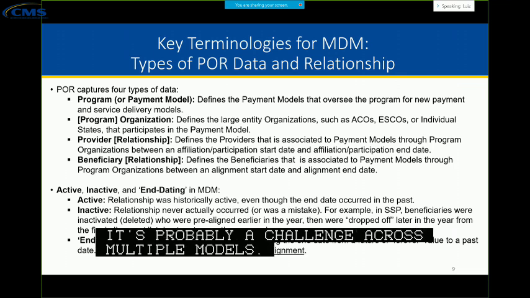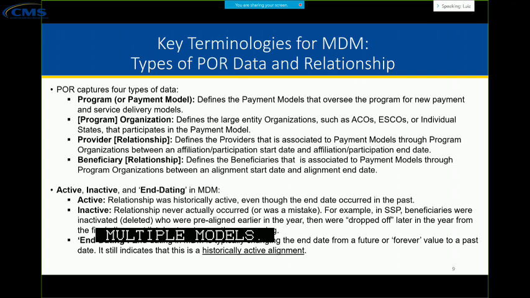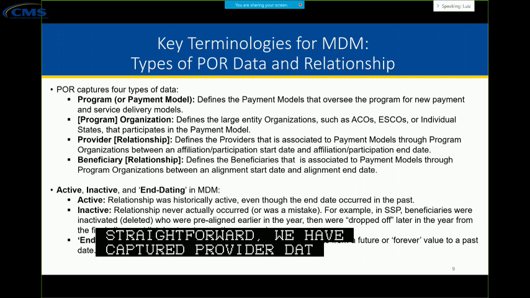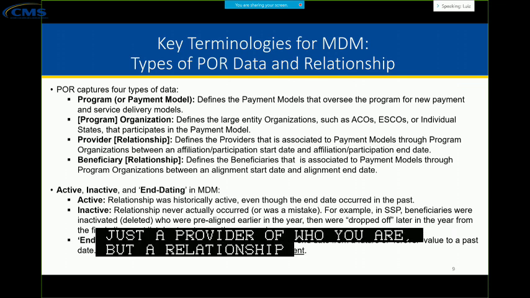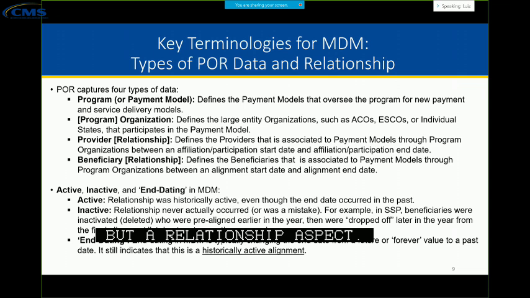Okay, and the third and fourth are straightforward. As mentioned before, we capture provider data and beneficiary relationships. It's not just who the provider or beneficiary is, but the relationship aspect: your beneficiary between the start and end date, and this provider between the start and end date. So we are always talking in those terms when you engage with CMS payment models. All right, let's see.